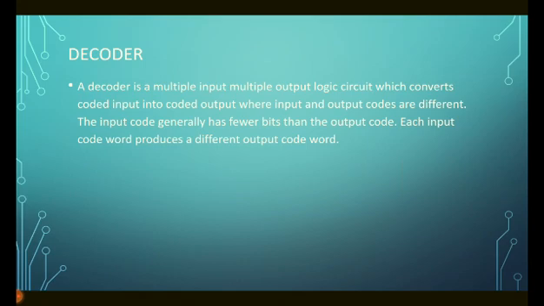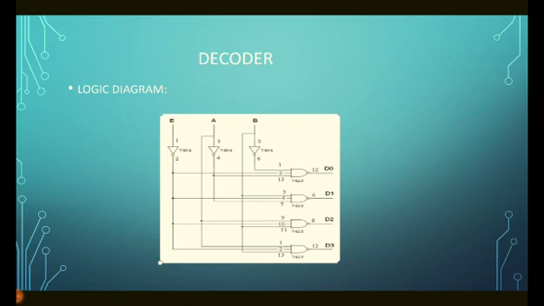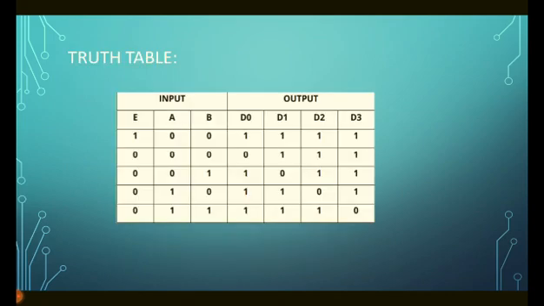A decoder is a multiple input, multiple output logic circuit which converts coded input into coded output, where input and output codes are different. The input code generally has fewer bits than the output code. Each input code word produces a different output code word. And this is the logical diagram for the decoder. Here we have 3 inputs including the enable pin, and we have 4 outputs, and we have used NOT gates and NAND gates.